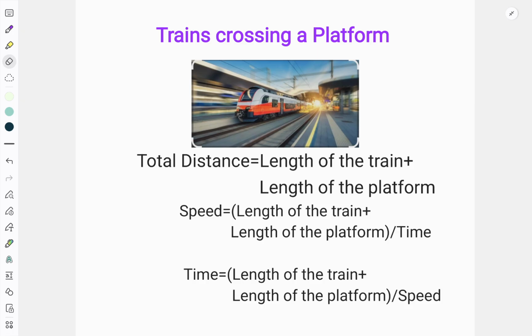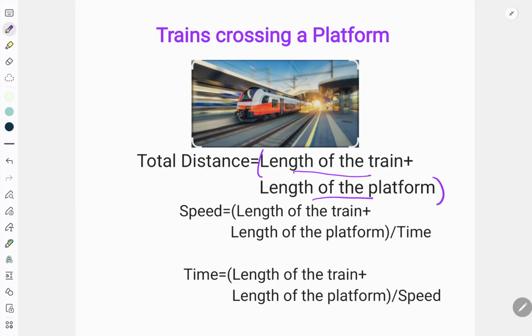So we all know speed equal to distance divided by time, right? So distance is length of the train plus length of the platform. Okay, so speed equal to length of the train plus length of the platform divided by time. So likewise time equal to distance divided by speed.